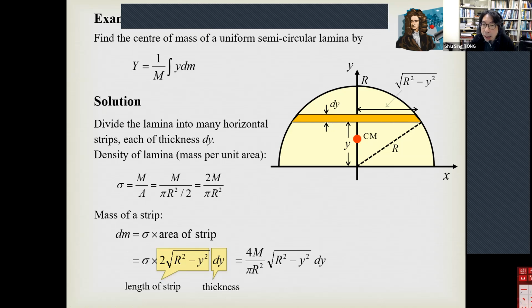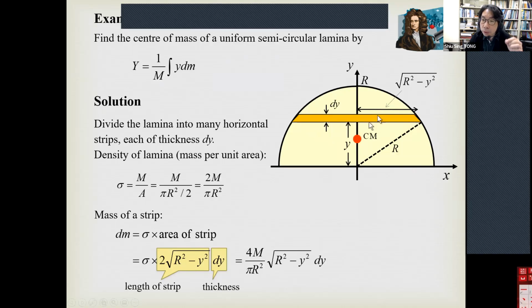Okay, and the height of this strip above the x-axis is called y. Now you see at every point on the strip, they are at equal heights from the x-axis. And that's why I chop it this way, because we have a well-defined y for each strip.